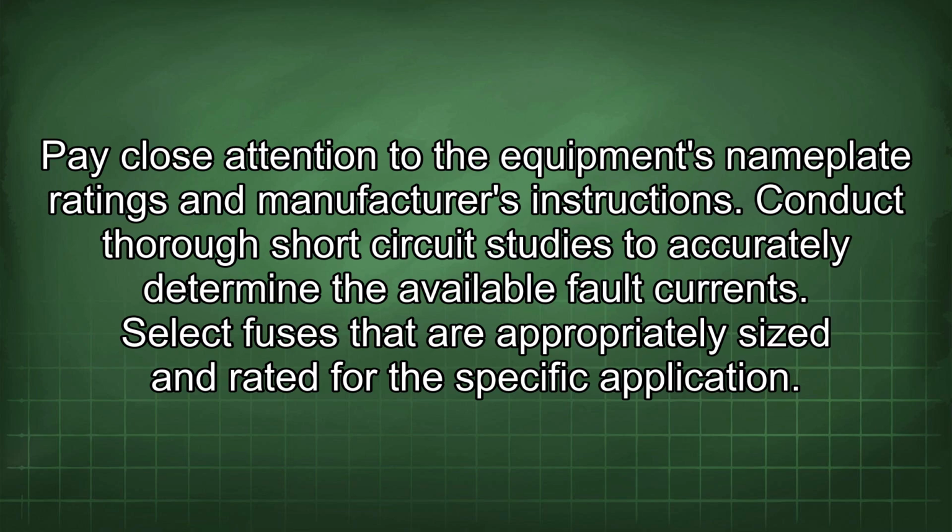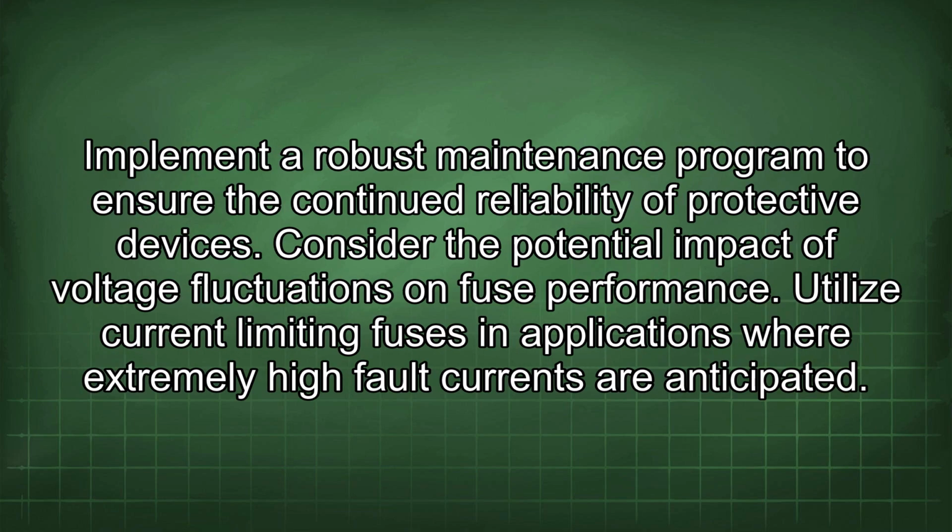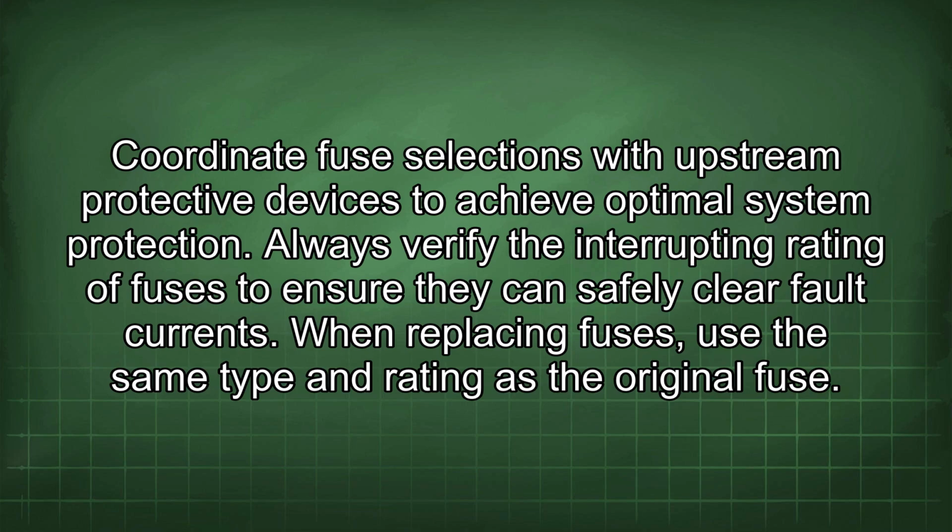Select fuses that are appropriately sized and rated for the specific application. Implement a robust maintenance program to ensure the continued reliability of protective devices. Consider the potential impact of voltage fluctuations on fuse performance. Utilize current limiting fuses in applications where extremely high fault currents are anticipated. Coordinate fuse selections with upstream protective devices to achieve optimal system protection. Always verify the interrupting rating of fuses to ensure they can safely clear fault currents.